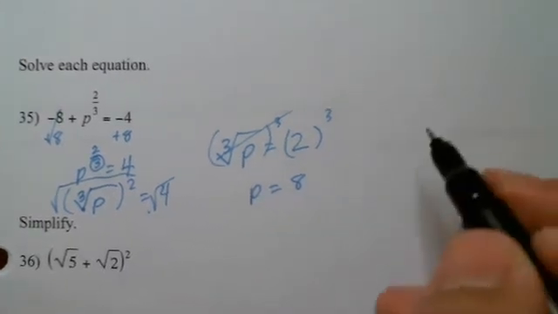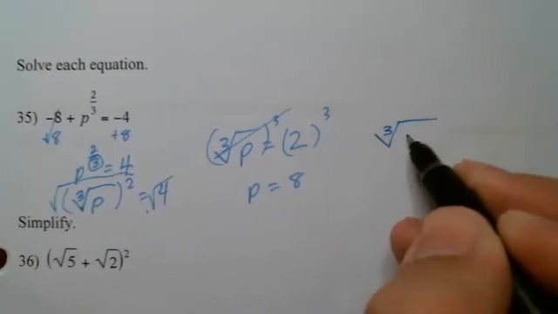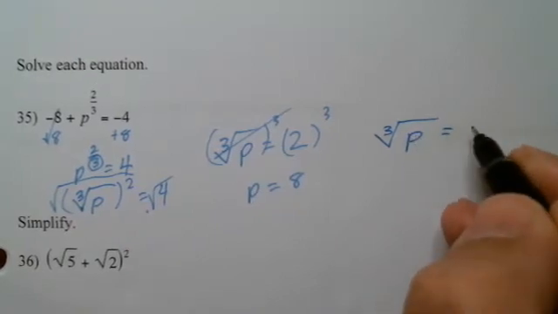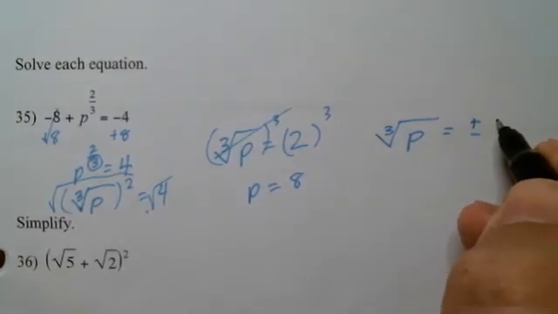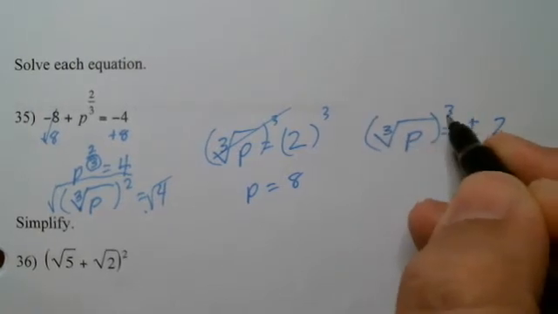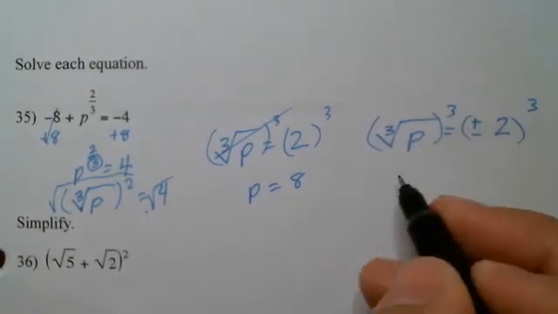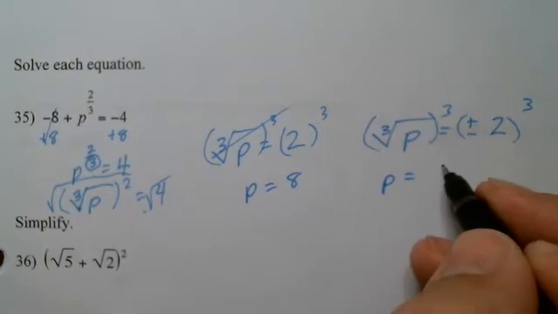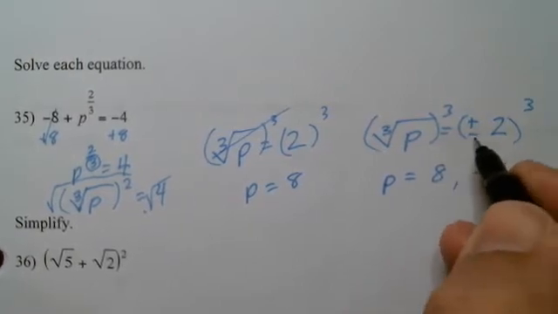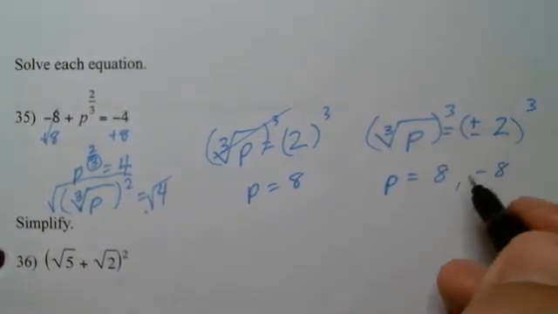So I assume that they're saying this right here equals plus or minus 2. And then when you cube both sides, p is then equal to either positive 8 or negative 8. Negative 2 cubed is negative 8. 2 cubed is 8.